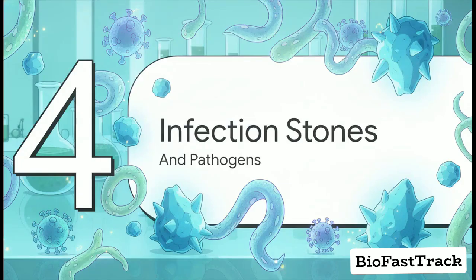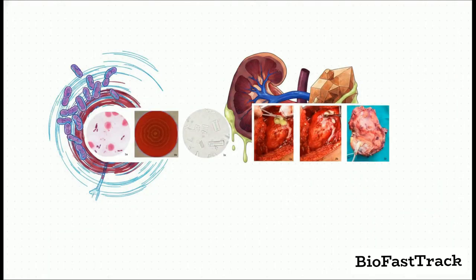Okay, time for section 4, infection stones and pathogens. Check out this intense contrast between the microscopic and the macroscopic. We've got an H&E stain of Proteus mirabilis. That's a gram-negative, rod-shaped bacterium completely famous for its swarming motility. And then contrast that with the gross pathology of a kidney completely obstructed by a calculus, with literally yellow pus oozing out. Proteus mirabilis is notorious for causing these stubborn, catheter-associated urinary tract infections.